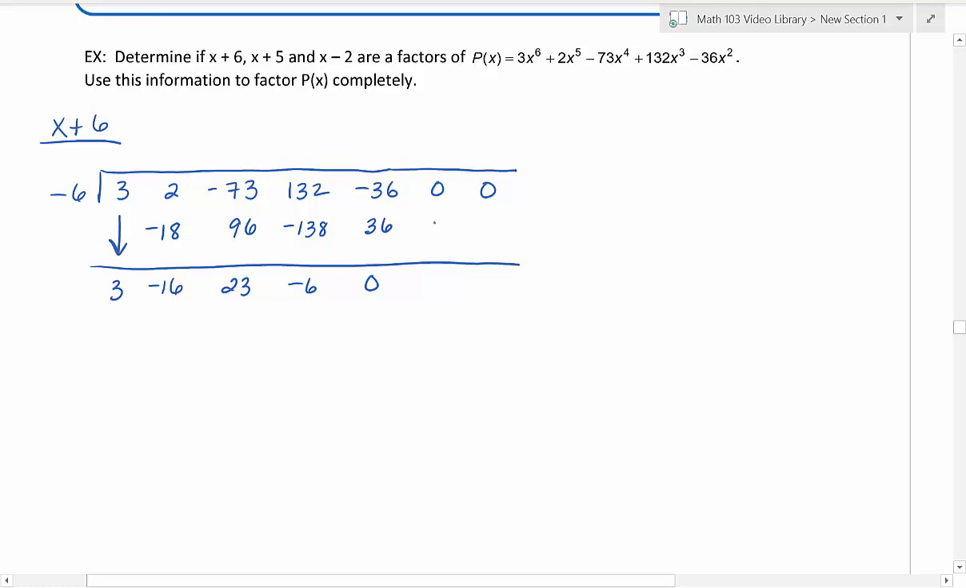0 times -6 is 0. Add down, we get 0. 0 times -6 is 0. Adding down, we get 0. The last number is always our remainder. Since we have a remainder of 0, yes, x plus 6 is a factor.